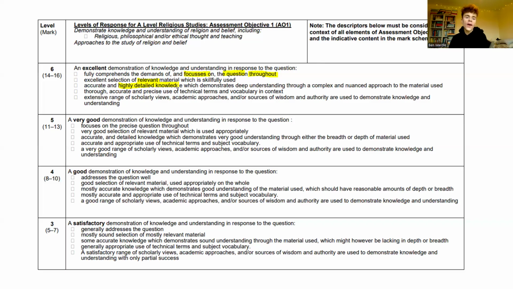There needs to be thorough, accurate, and precise use of technical terms and vocabulary in context. So make sure you're using your correct terminology. And there needs to be an extensive range of scholarly views, academic approaches, and or sources of wisdom and authority that demonstrate knowledge and understanding. So all that is saying is don't just keep referring to the same scholar throughout your essay. Make sure you have got different scholars who are saying different things. But of course, remember, bringing them in means you are going to make them relevant to that question you are answering.